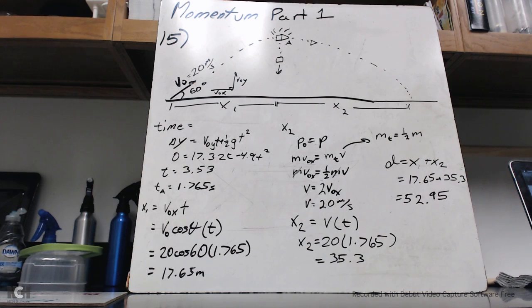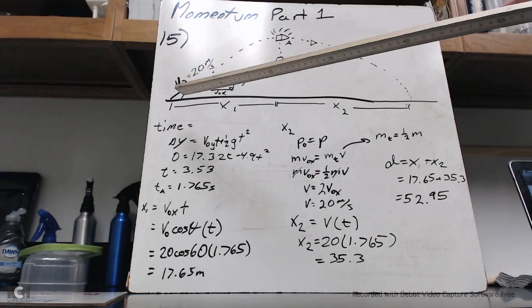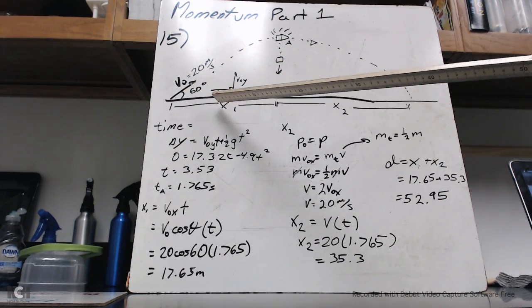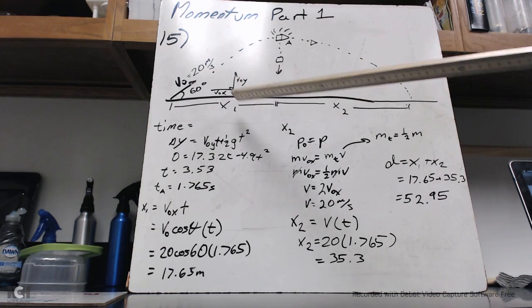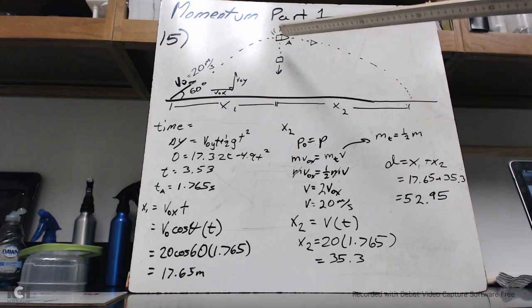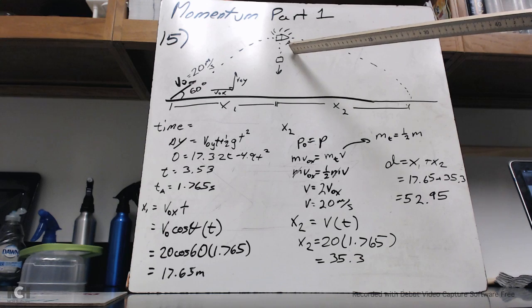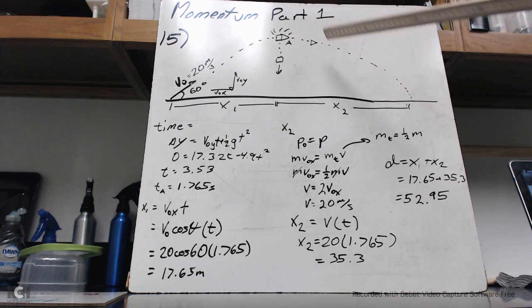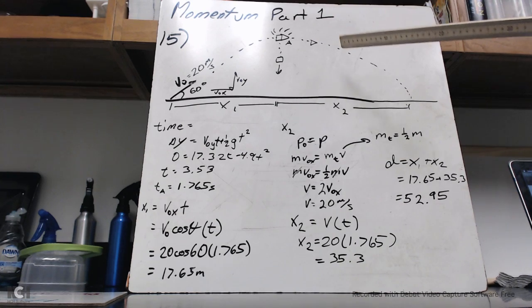The question is asking us how far this fragment of a shell fell from its original position. Now I split it up into two parts. One where this is x1, the distance right before it explodes at point A, and we're just going to call this point A to make it easier. And then x2, the distance this fragment has traveled.